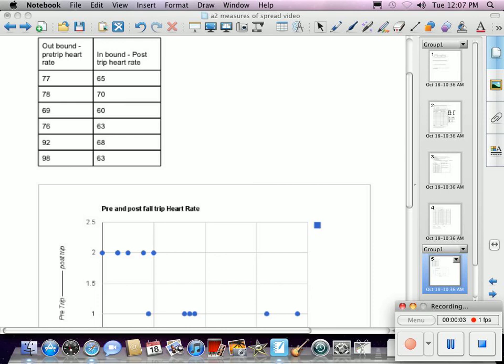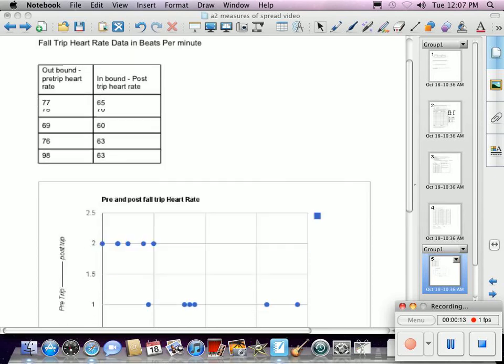Hello and welcome to Measures of Spread. I handed out two sheets today. One had this data on it here that you can see, and here is a graph of the data.